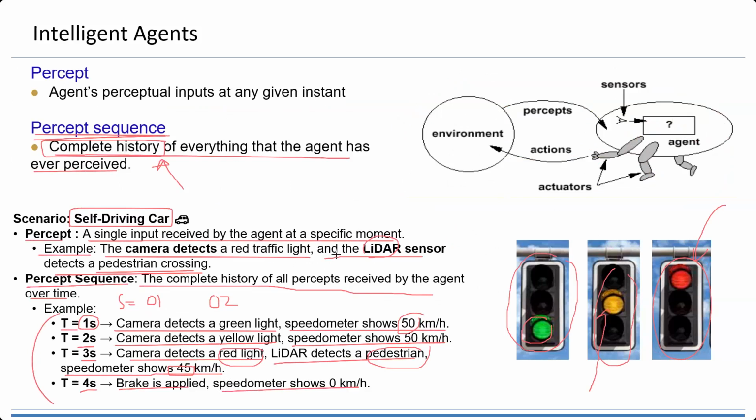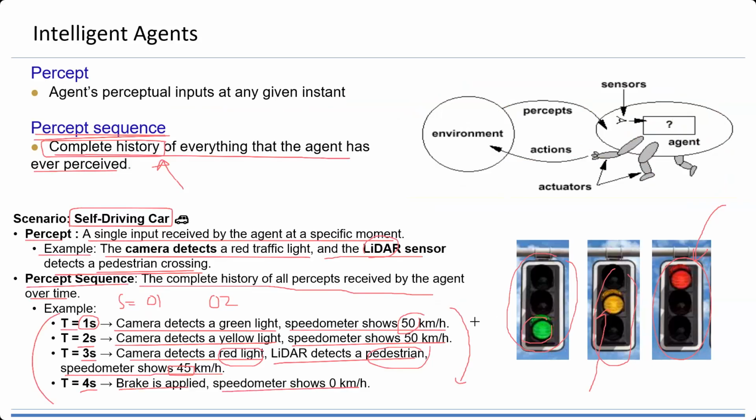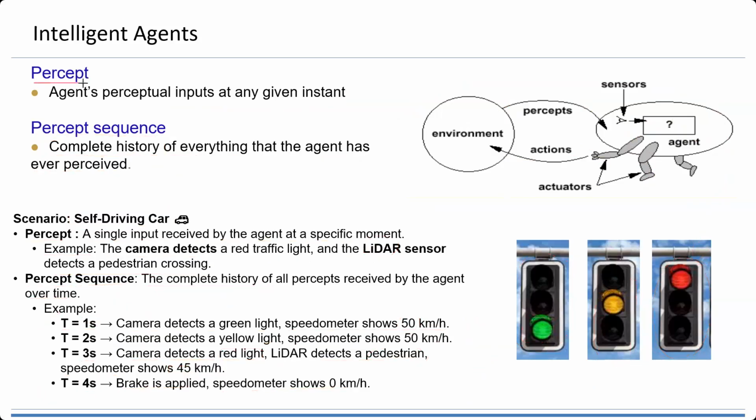So in order to achieve another action, there should be a sequence. You cannot do it directly. You cannot immediately stop. You need to stop over maybe several seconds. So that's the meaning of percept and percept sequence.